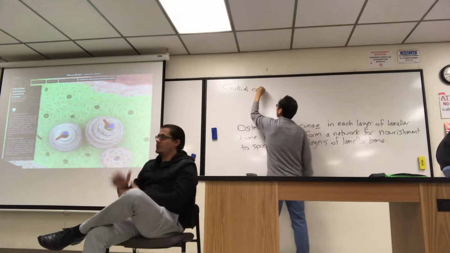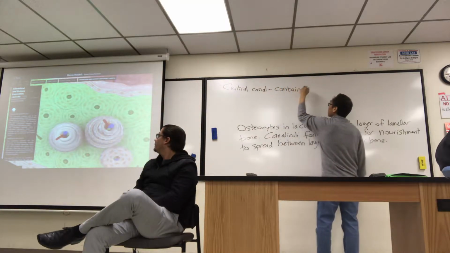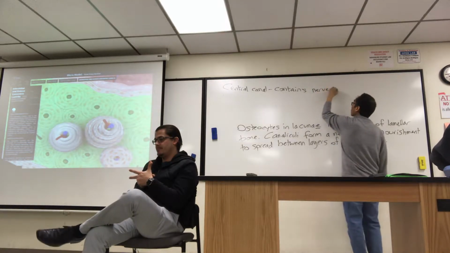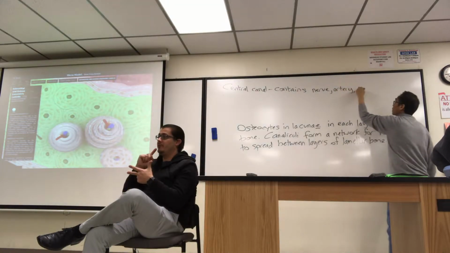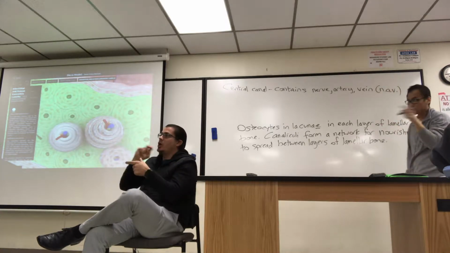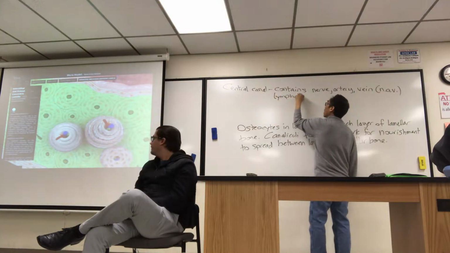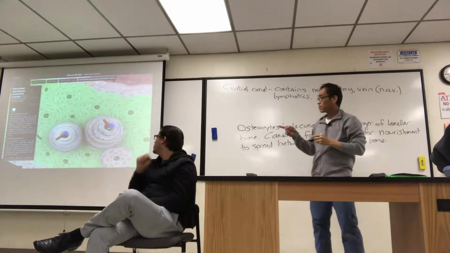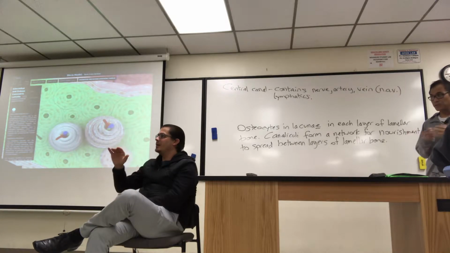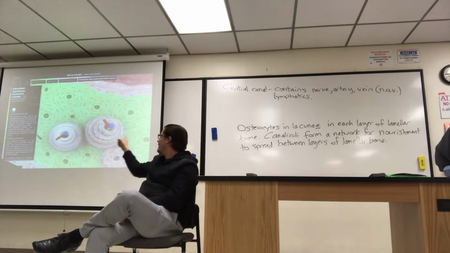Central canal. Contains nerve, artery, vein. Sometimes I go NAV for short, for nerve, artery, vein. There's also lymphatics in there. Now, most illustrators illustrate lymphatics with green. So you see a little green tube, it's a lymphatic vessel. Lymphatics shouldn't be green, they should be white because they carry a lot of white blood cells called lymphocytes, lymphatics.